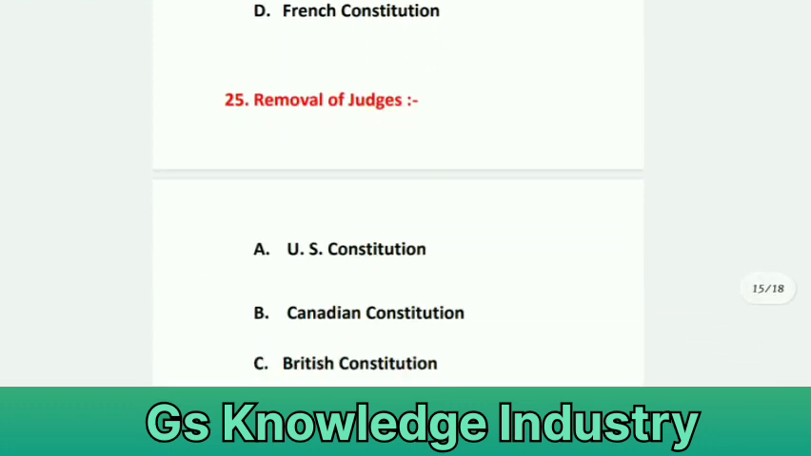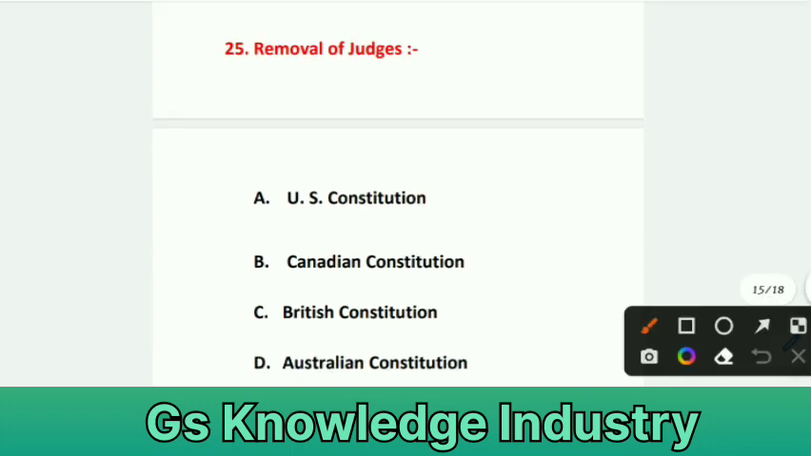25 number question. Removal of judges. This system has been came from which constitution? In our India, removal system of judges has been came from US Constitution, right? US Constitution.